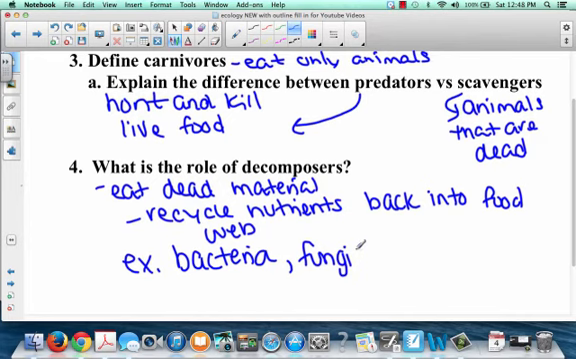Okay, and so your mushrooms are also decomposers. Even though they look like a plant, they're not a plant at all. They're not photosynthetic. They must eat and consume the dead material around them. So we are going to talk more about decomposers when we draw our picture of an energy pyramid in class.